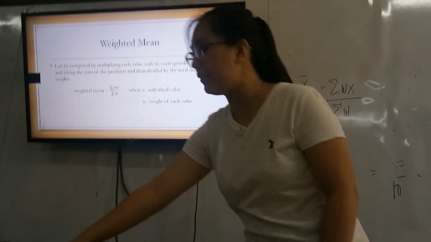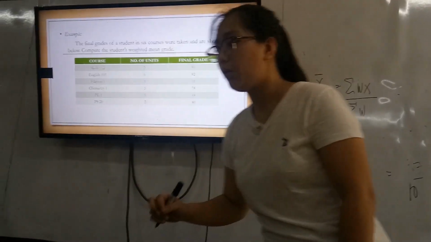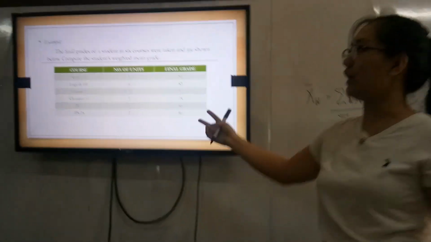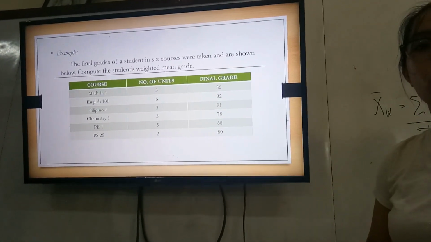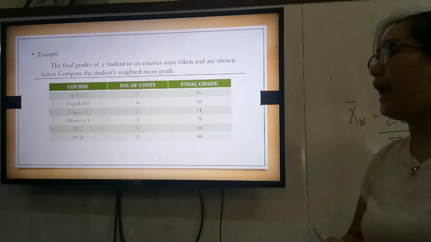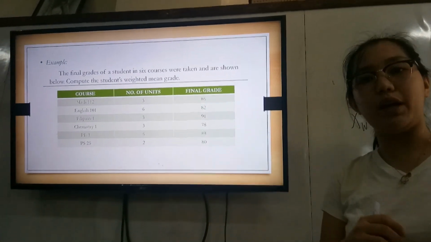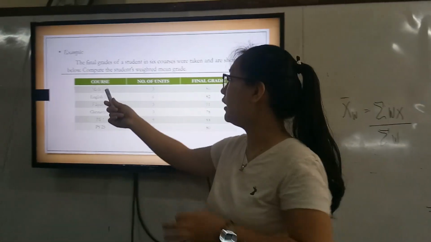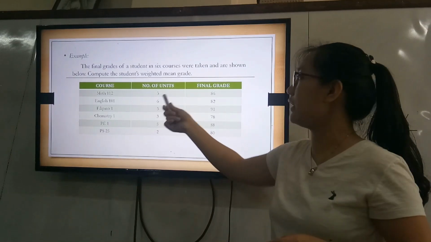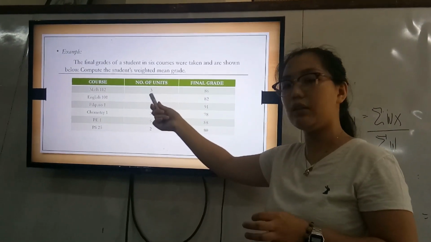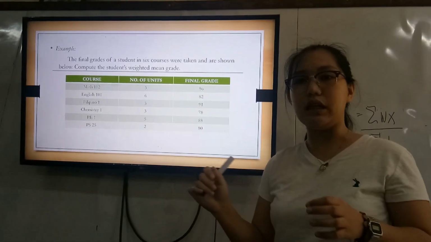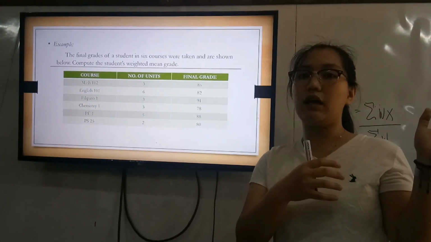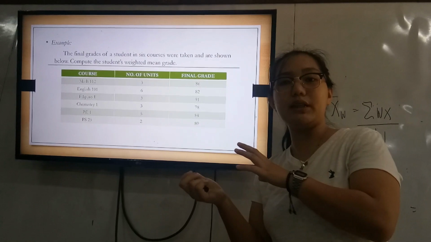Okay, let's have an example. Of course, you're confused. Suppose we have this particular example. We have your final grades out of your 6 courses or subjects, and it says there's a certain weight for every subject. As you can see, Math 112 has 3 units. Compare it to English 101, which has 6 units. So as you can see, one subject is heavier and the other one is lighter.